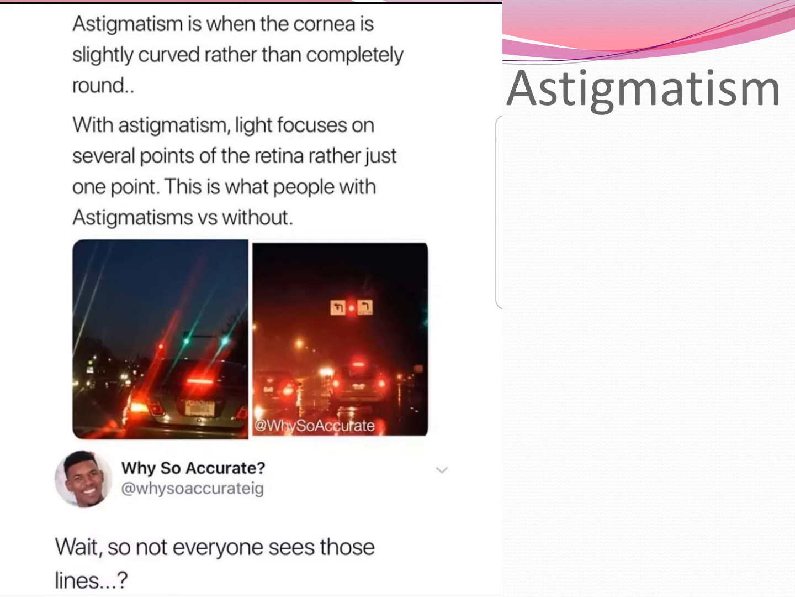Like, I grew up with astigmatism, and that's just how I would drive at night, and that's how I saw. Once again, I didn't realize that's what other people weren't seeing. I thought the lights were just like that.